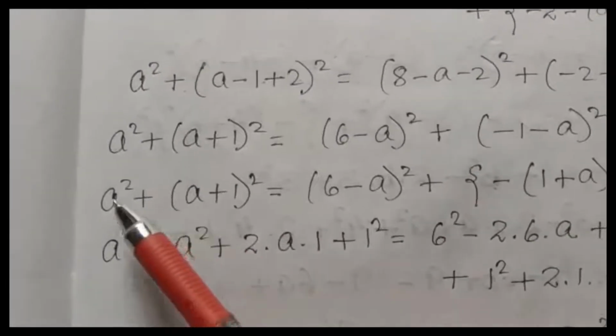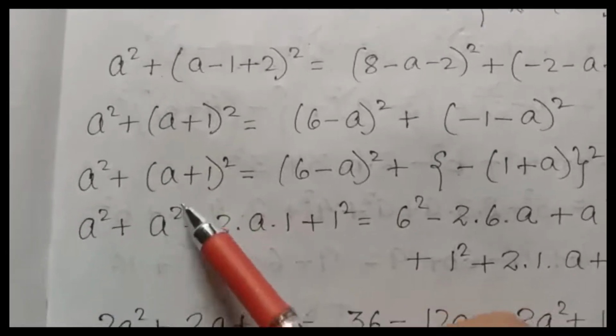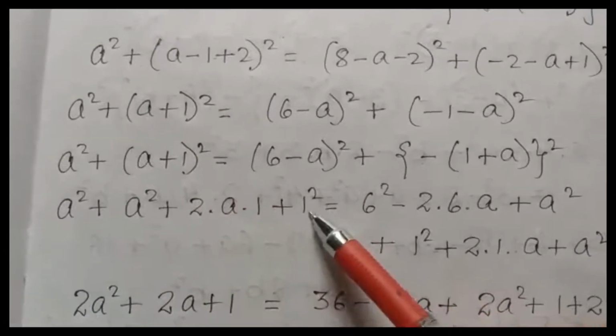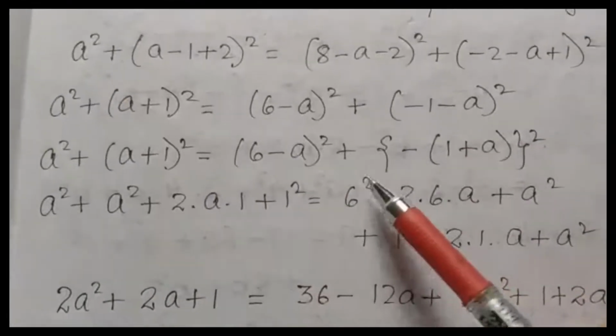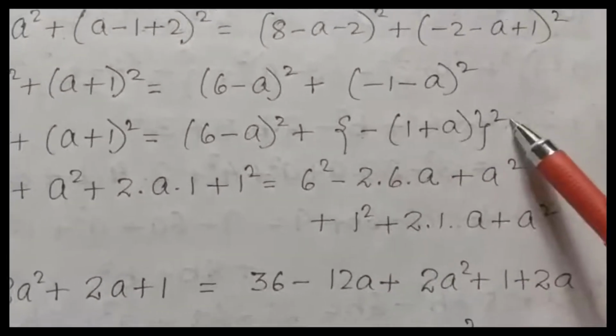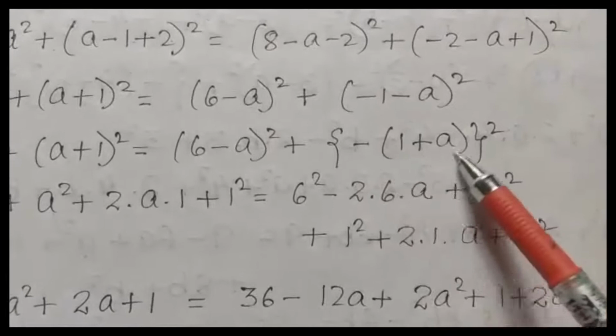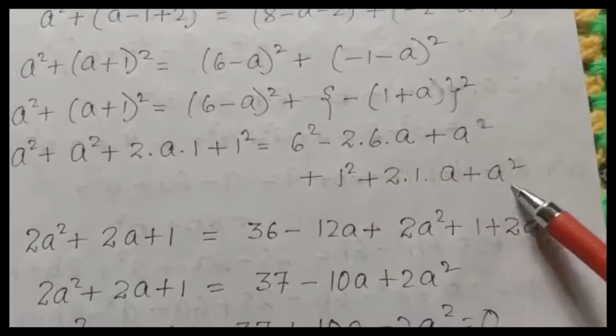Then we will use the formula: a² + 2ab + b² is equal to (a + b) whole square, and a² − 2ab + b² is equal to (a − b) whole square. Now minus and the power is even, so plus. Here you have to use the formula of (a + b) whole square, a² + 2ab + b².